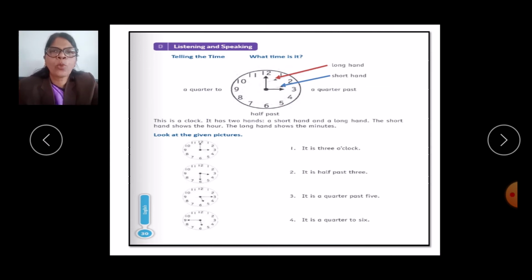Then, it is quarter past 5. A quarter here, this is given here. So it is a quarter past 5. Quarter past 5 means 5:15. Here, it is a quarter to 6. It is a quarter to 6. That means 15 minutes more for 6. So you have to look at the long hand and the short hand. The short hand shows the hour. So remember that you look at the short hand and then you can tell what is the time.